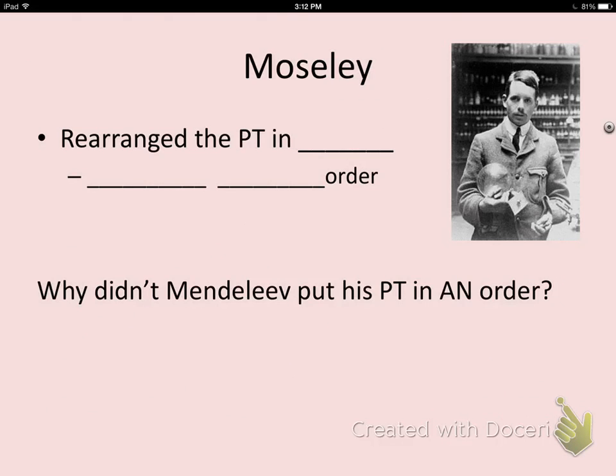So after Mendeleev put together his table, Moseley came along, and he rearranged the table in 1913, and he arranged it in atomic number order. Okay, because remember though I said that sometimes Mendeleev would switch some elements because they didn't make sense. Once Moseley put those in atomic number order, the properties lined up really very well.